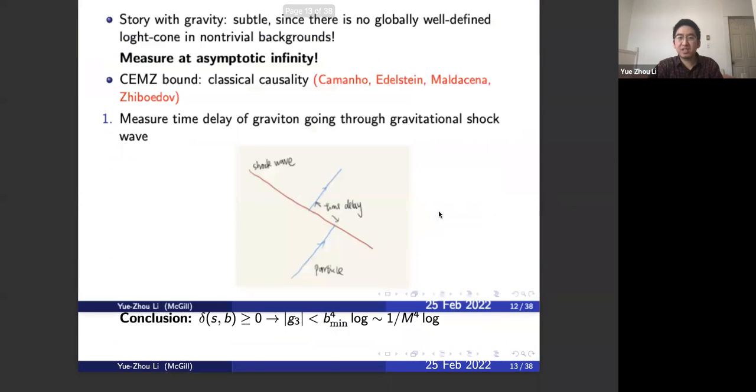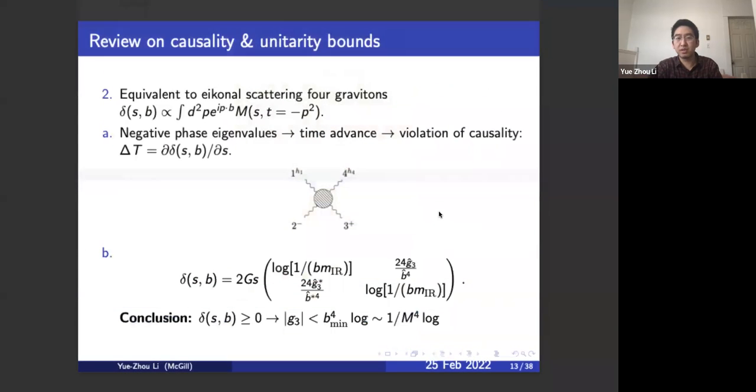So measuring the time delay of a graviton going through a gravitational shockwave is actually equivalent to considering eikonal scattering for gravitons. That is equivalent to the eikonal phase, which is the Fourier transform of amplitudes with respect to the momentum transfer. In this dictionary, a negative phase means a time advance, which means a violation of causality, and the formula to calculate the time advance or time delay is to take the derivative of the eikonal phase with respect to the energy. In this case, they find the eikonal phase looks like this. So to ensure that the eikonal phase must be positive, they conclude that this G3, which is the coupling of Riemann cubic, must be bounded from above.